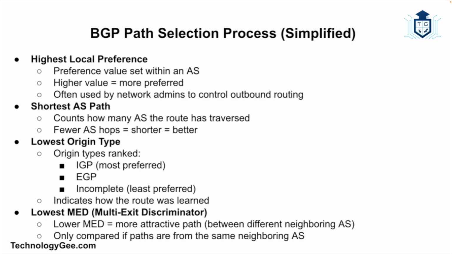So when BGP sees multiple paths to the same destination, it uses the following rules to pick the best one. First, it evaluates the highest local preference, and this is used inside of an autonomous system. Then there's the shortest autonomous system path. So fewer autonomous systems equals the preferred path. And then there's the lowest origin type, followed by the lowest MED or the multi-exit discriminator value.